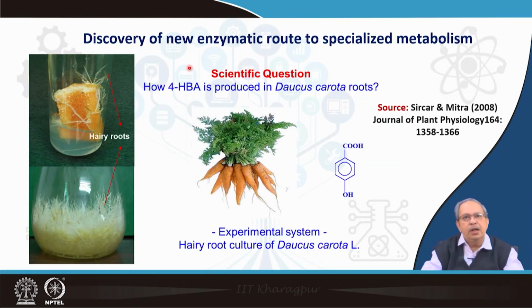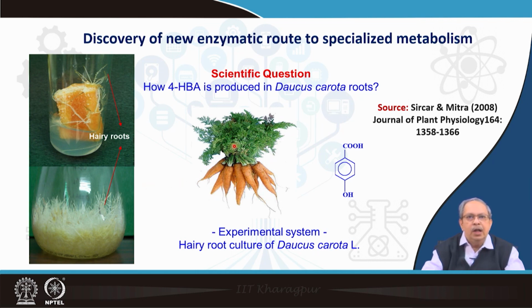So, the next interesting question we raised, in fact, we raised before the Hemidesmus work, was how 4-hydroxybenzoic acid is formed in carrot. 4-hydroxybenzoic acid is an important compound because it acts as a precursor for ubiquinone, for shikonin. Not only that, it is also used as a component of liquid crystal polymer, and it is also a part of the dietary phenolics. So, there is an importance to produce it, or rather there is a demand for this compound. So, it is important to know how this is produced in carrot.